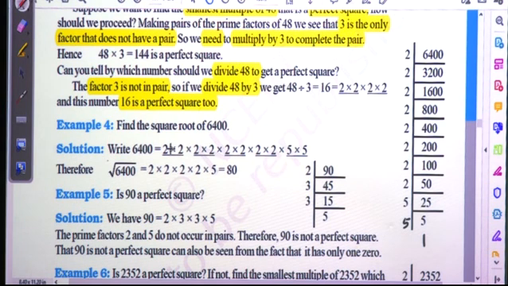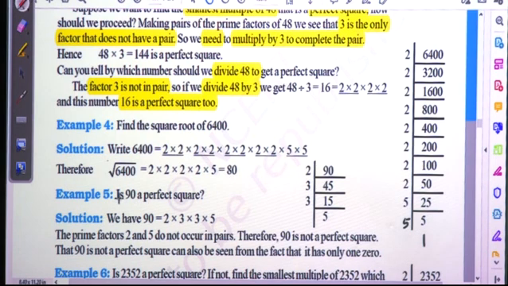Considering one value from each pair, we get 2 into 2 into 2 into 2, which is 4 times 2, into 5. It becomes 80. It means the square root of 6400 is equal to 80.